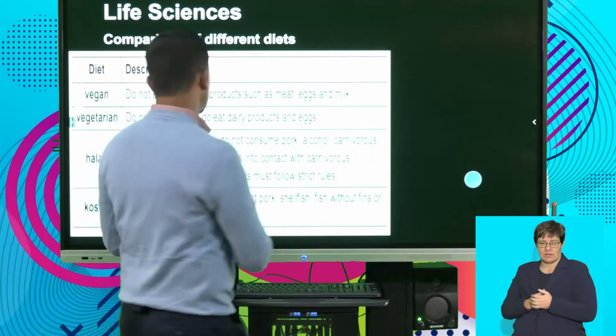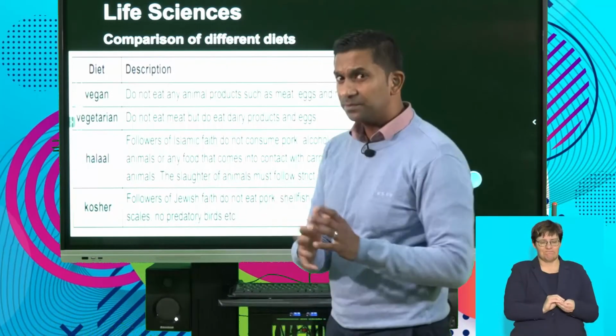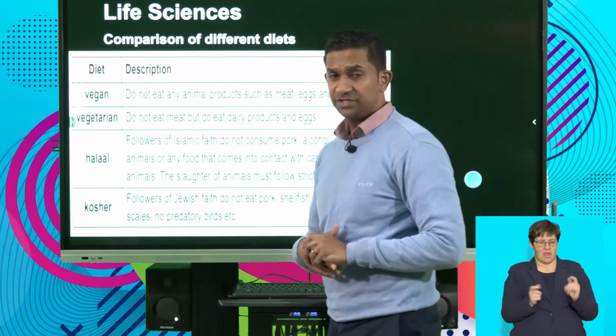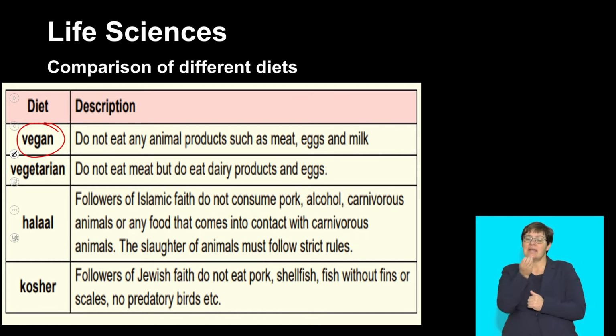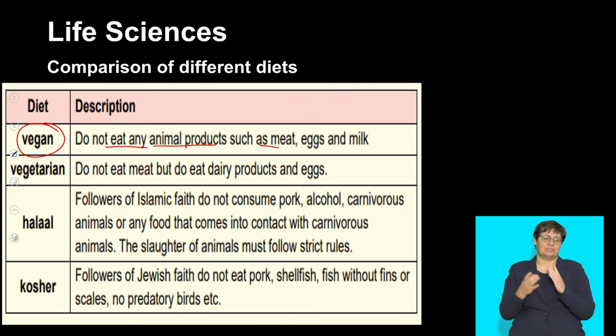So here's a quick synopsis of some comparisons between a few different diets. You would have heard of people that are vegan. A vegan is an individual that does not eat any animal products such as meat, eggs, or milk. So they consume products that are not produced by any animal or contain no animal byproducts.